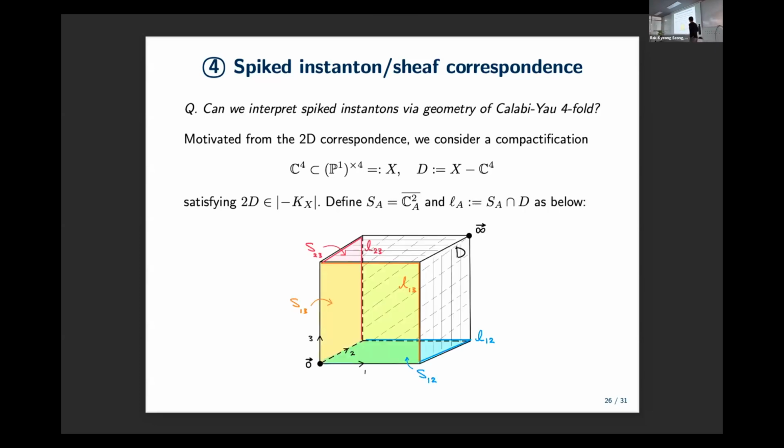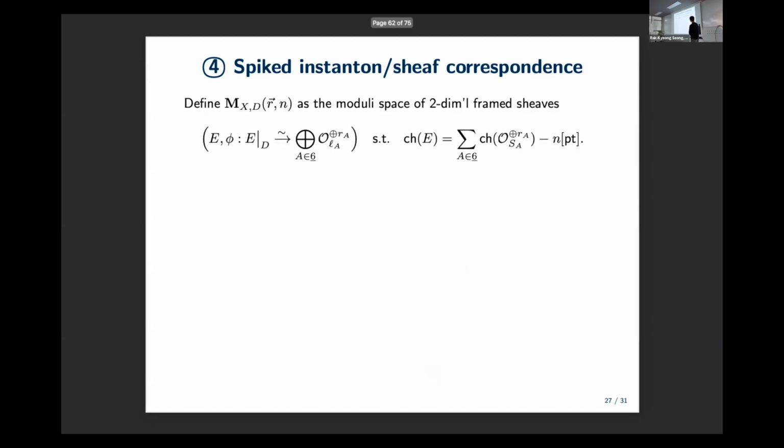So this is a cartoon picture for 3D reduction. Here, previously we had only parts connected to 0, 0, 0, but now we have added the infinity points, and then D is the boundary divisor that we have. And if you compactify your original C2, then that will be called SA. And then SA meets the boundary at the broken line LA. Okay, so that's the geometry that we have in mind.